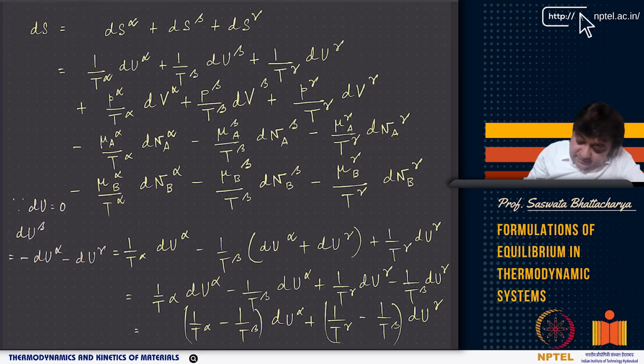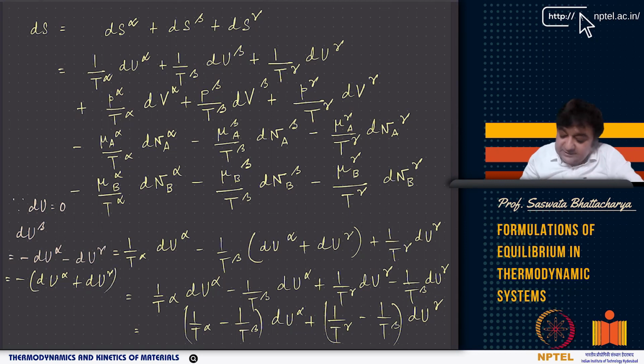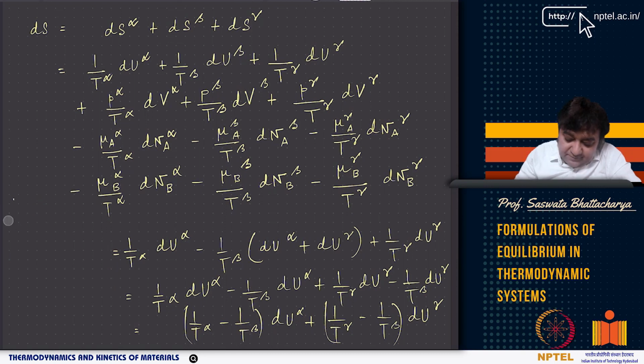This is basically minus is common, then what I get? dU alpha plus dU gamma, right? That's exactly what we have written here, right? So I don't want to confuse you, so I am just erasing this here. And this is all happening because dU equal to 0. So we are substituting dU beta by minus of (dU alpha plus dU gamma), and then you may have 1 by T gamma dU gamma.